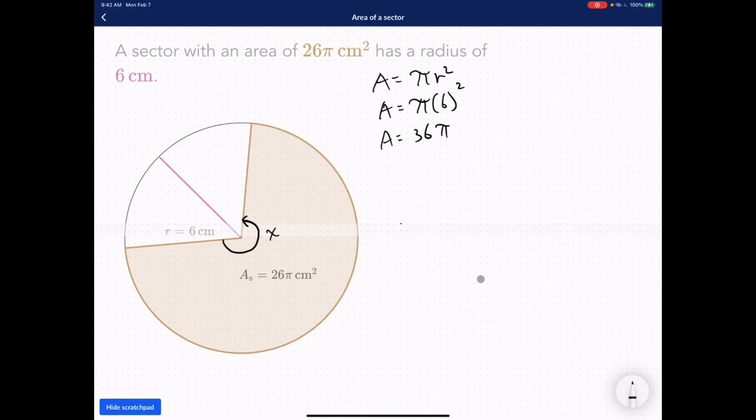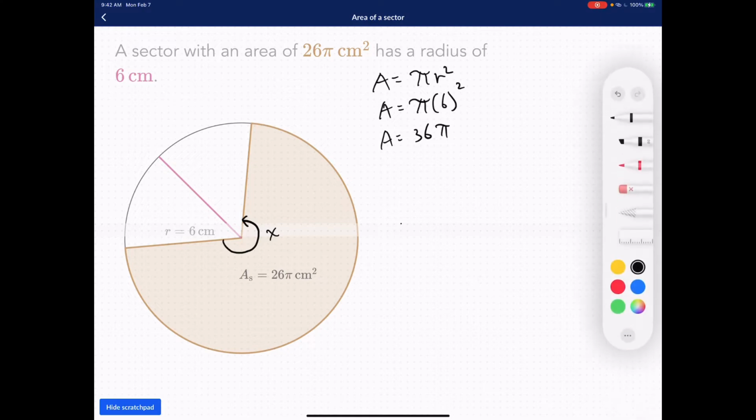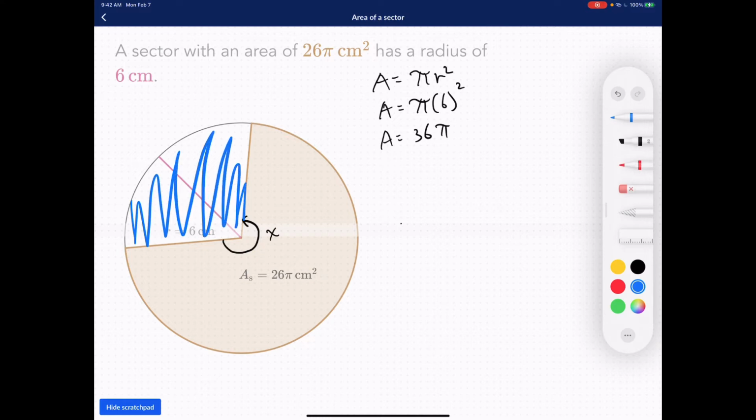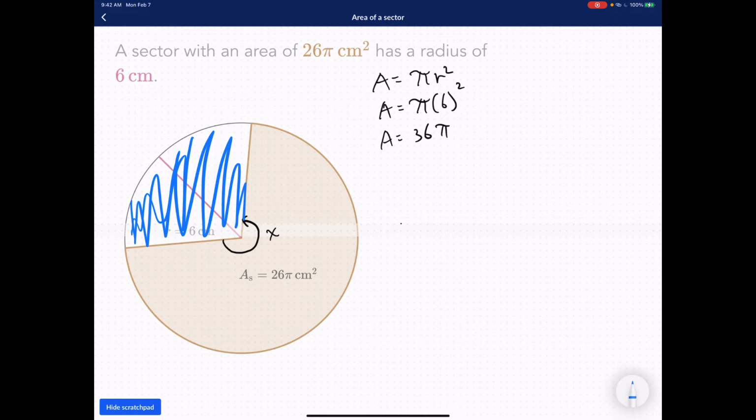So this entire area, I'm gonna give it a different color. This entire sector is going to be 36 minus 26, which is 10 pi. So the area of the blue sector is 10 pi. But we actually don't need that information, I just wanted to show you guys that.